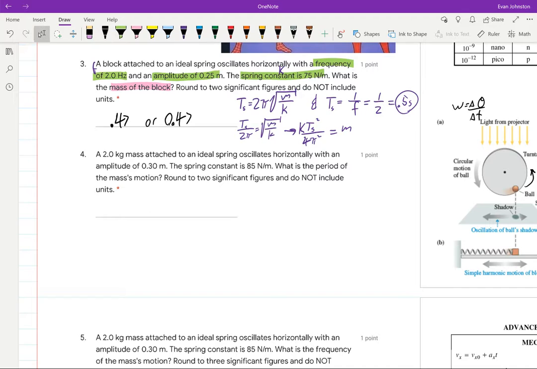So we're going to speed up a little bit now, because from this point on, the questions are very similar. You're just solving for different things. So we have 2 kilograms. We know the mass.